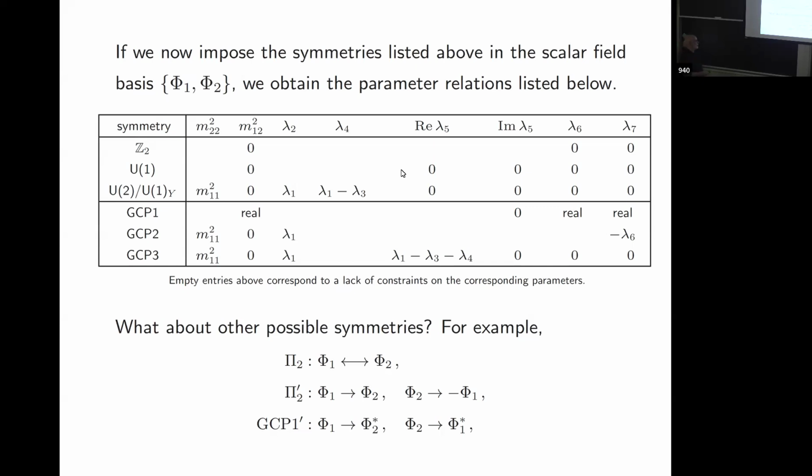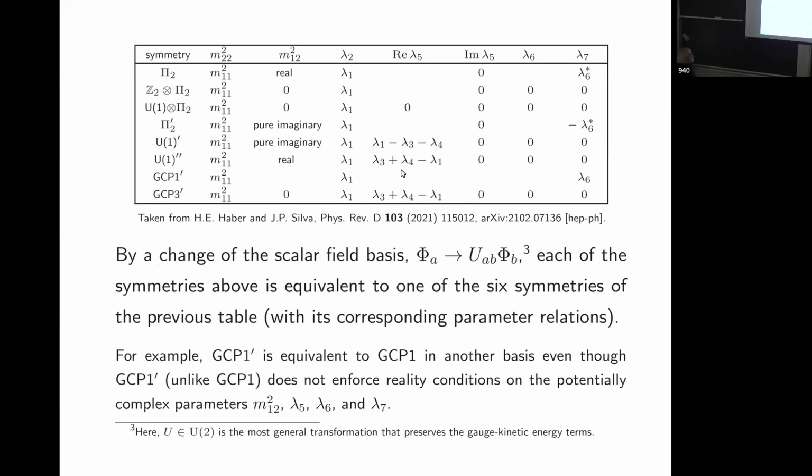Here's another one which does something similar. Here's something called GCP1 prime, which interchanges phi1 with the complex conjugate of the other. And you can list a whole bunch of these other types of symmetries, and it looks like you get different parameter relations. So are these in the classification? Should this be added to the list?